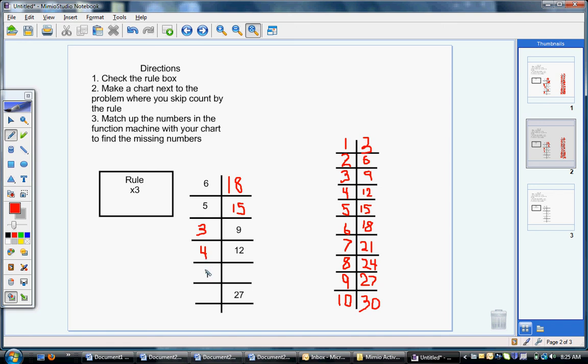I have a 1 on this side. I'm saying 3 times what equals this mystery number. In my chart, I can see that 3 times 1 equals 3. And last but not least, I have a 27. I'm asking myself, 3 times what number equals 27? Looking down my chart, I can see that here's the 27. It matches up with the 9.